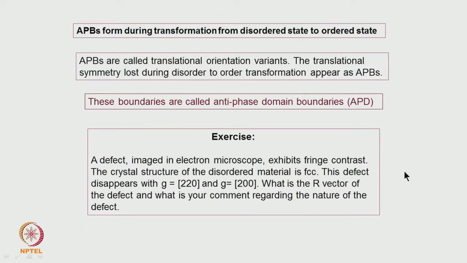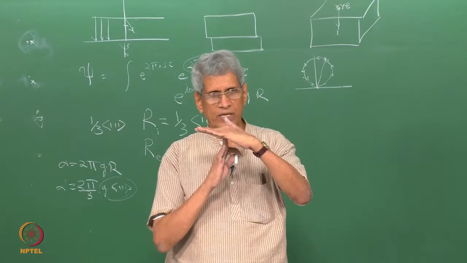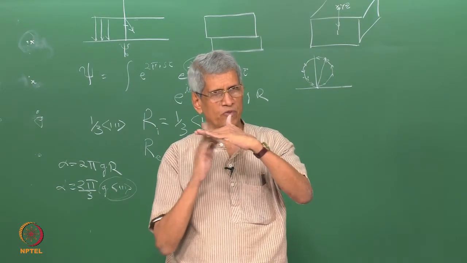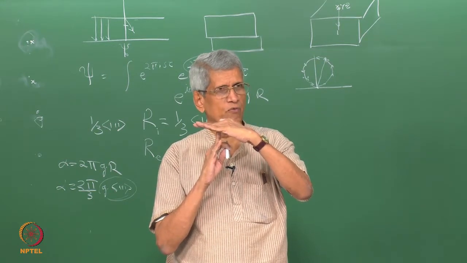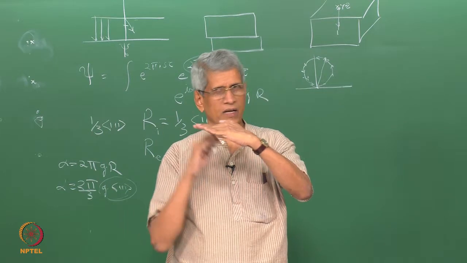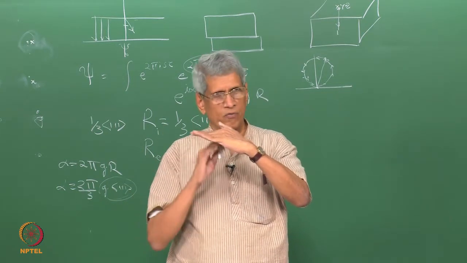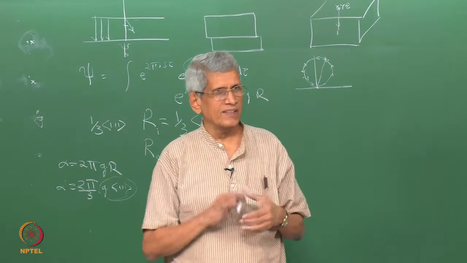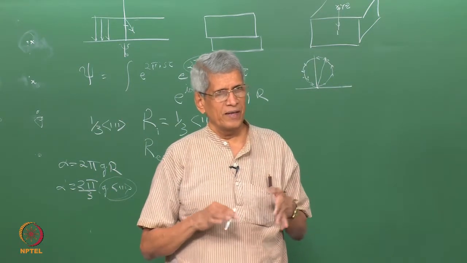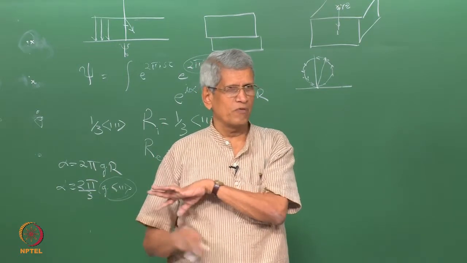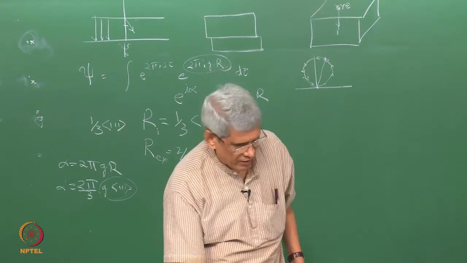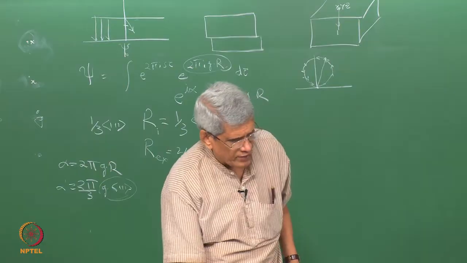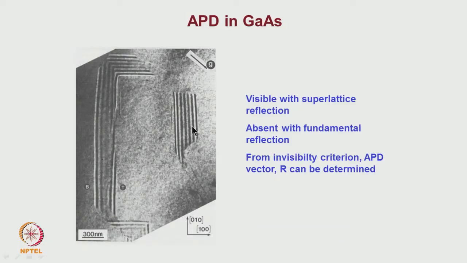What will be the effect of this fault vector? As I mentioned earlier, if we introduce a shift which is a by 2 midway in the periodicity of the lattice from one lattice to another, that will give rise to, for 100 type of reflection, the amplitude becoming 0. For 200 type of reflection, the amplitude will increase. That is, for fundamental reflections you will not be able to see the fault, but if you image with the superlattice reflections, you will be able to see this. This also gives rise to a type of fringe contrast, exactly like a stacking fault.